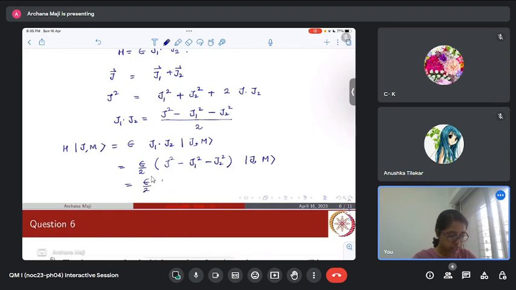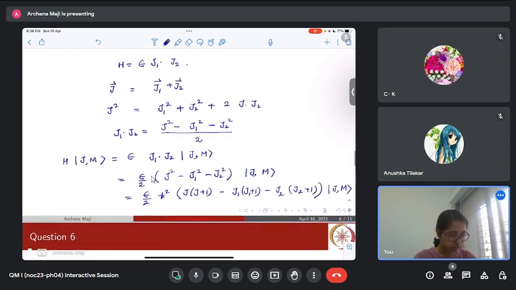So here you will get h cross square times J into J plus 1 minus J1 into J1 plus 1, and so on. The eigenvalue you already know: when L square acts on |L, m>, we get L into L plus 1 h cross square. The same thing is happening here. It's total angular momentum square, so J into J plus 1 h cross square on |J, m>.